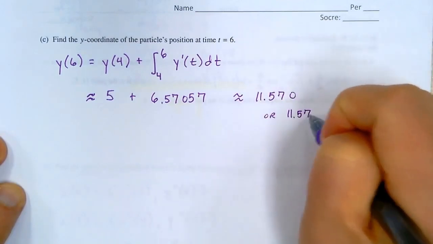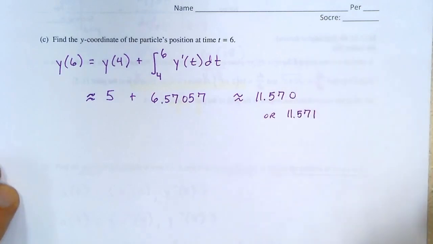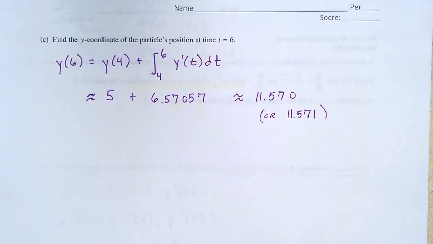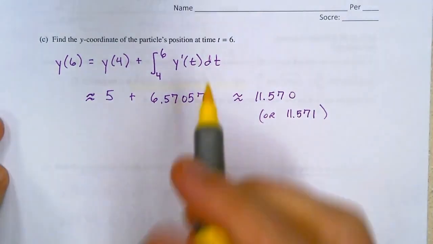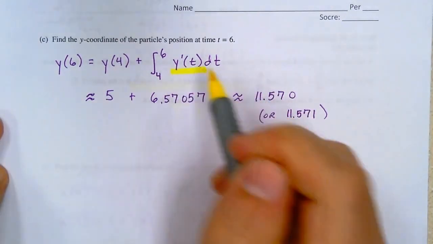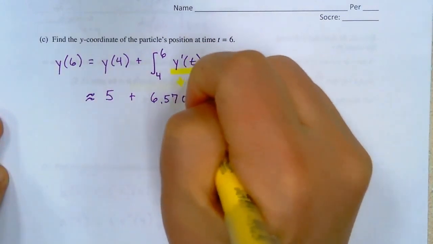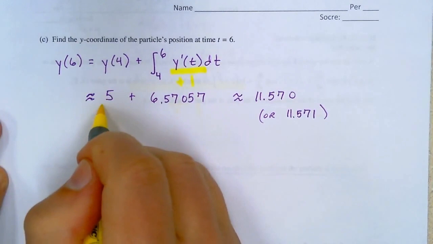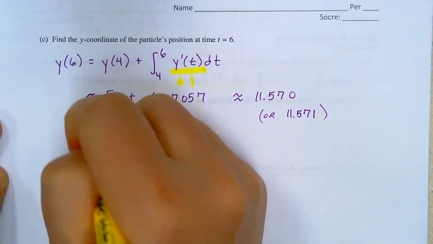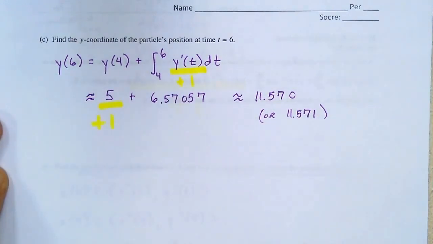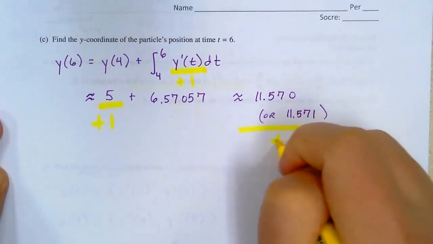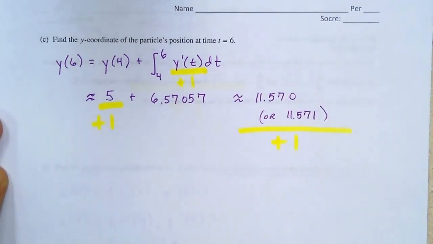Using the rounding or truncating rule, 570 or 571 is an acceptable answer. You get your first point if you integrated y prime. That's worth 1 point. You get your second point if you used y of 4. And then you get your third point for having the correct final answer.